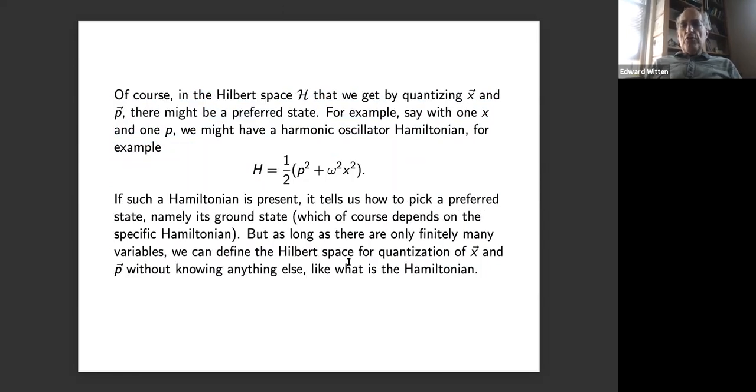Now, if you go back to the Hilbert space H where you quantize X and P, of course, there might be a preferred state. For example, with one X and one P, you might have a harmonic oscillator Hamiltonian. If such a Hamiltonian is present, it tells you how to pick a preferred state, which is its ground state. And of course, that depends on the specific Hamiltonian. But as long as there are only finitely many variables, we can define the Hilbert space for quantization of X and P without knowing anything else, like what's the Hamiltonian.